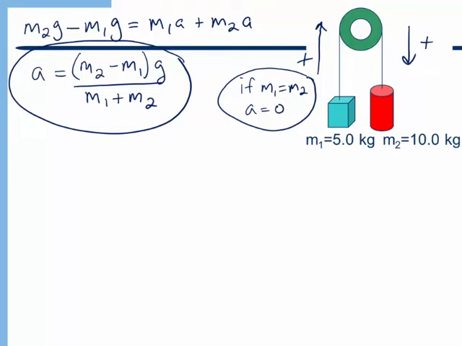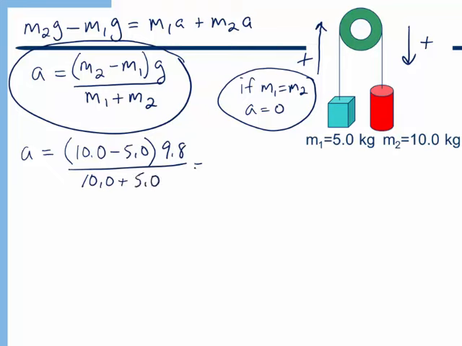All right. If we plug in the values, we get m2, which is 10, minus 5, times 9.8, divided by 10 plus 5, and we get an answer of 3.3 meters per second squared.